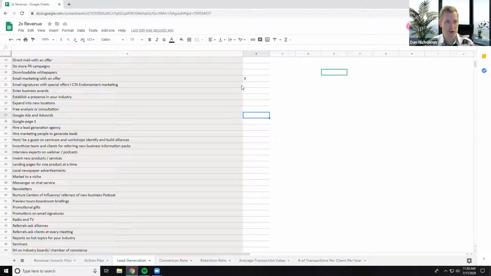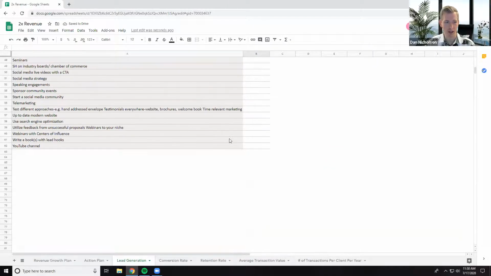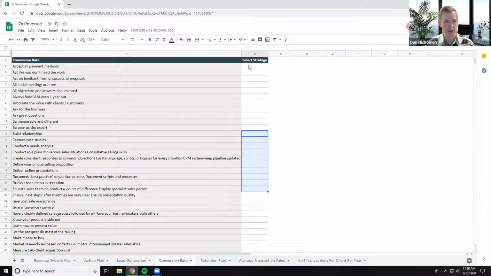But say you go with email marketing with an offer, Google Ads, AdWords. Pick a couple, two or three. There's a bunch of them, right? Here's 62 on this tab. And my suggestion is that you're going to work through this workbook and you're going to pick the strategies.